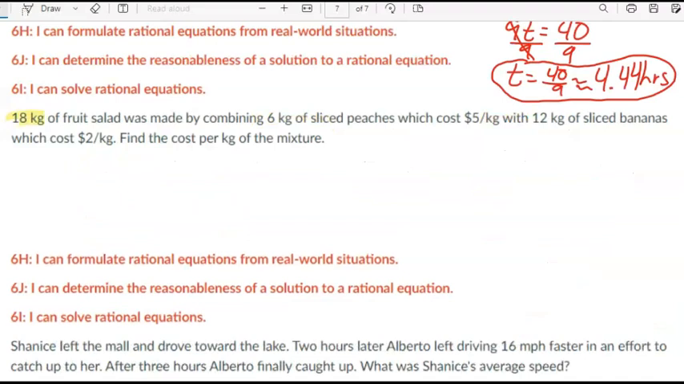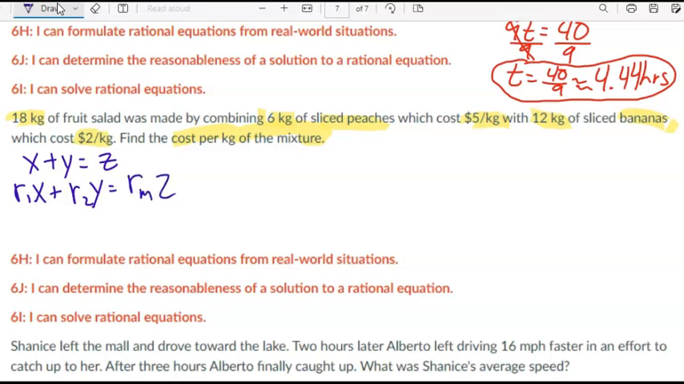18 kilograms of fruit salad was made by combining 6 kilograms of sliced peaches, which cost $5 a kilogram, with 12 kilograms of sliced bananas, which cost $2 per kilogram. Find the cost per kilogram of the mixture. Here's our general formula for this. X plus Y equals the whole Z. And then for the other equation, we have rate 1 times X plus rate 2 times Y equals the rate of the mixture times Z.